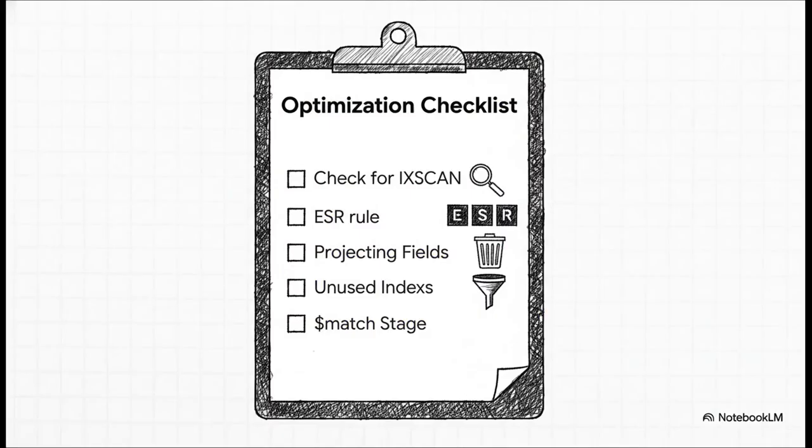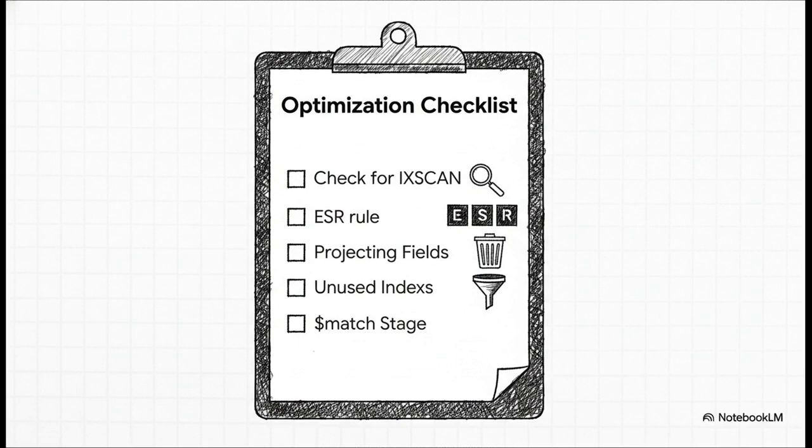Okay, let's wrap this all up into a super practical, real-world optimization checklist that you can go use on your application, like right now. First, are my queries using indexes? Check for that IXSCAN. Next, are my compound indexes ordered correctly with the ESR rule? Am I projecting only the fields I actually need? And this is a big one.